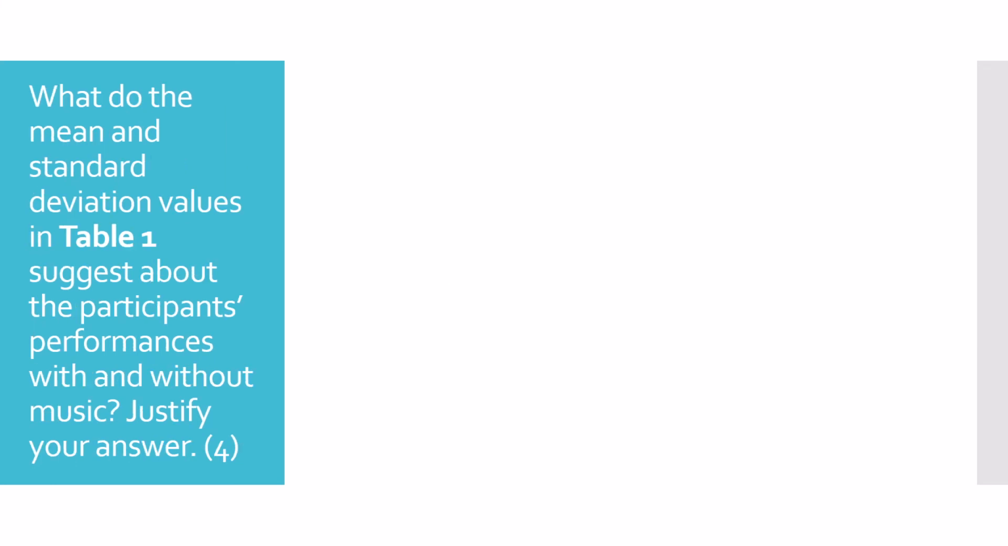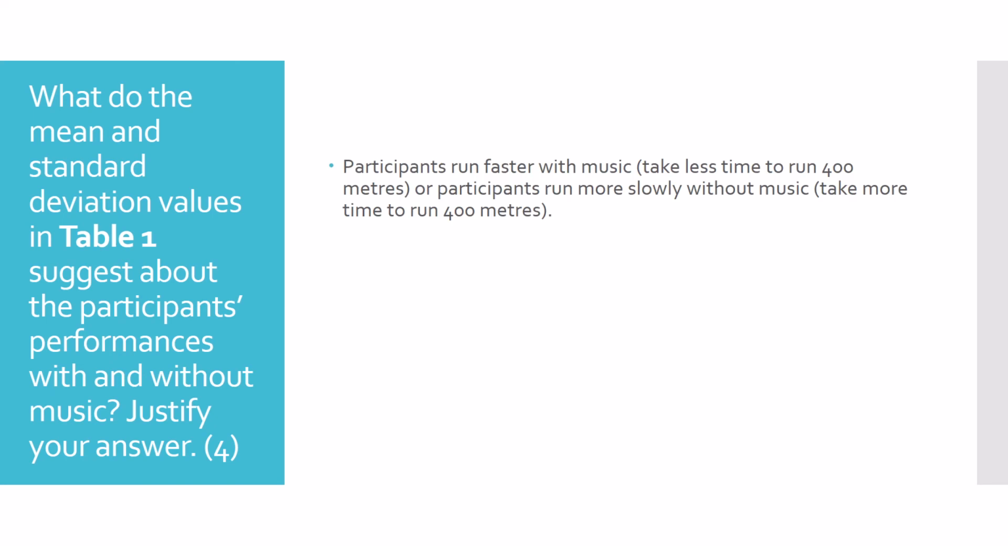Okay. What do the mean and standard deviations in table 1 tell us about the participants' performance with and without music? Justify your answer. Remember, I've been banging on about how to structure these. Well, this is why it's important. One of the first things you need to tell me, and again the order doesn't matter as long as you do both of them: participants run faster with music, or take less time to run, or you could have said participants run more slowly without music, or take more time to run 400 metres.